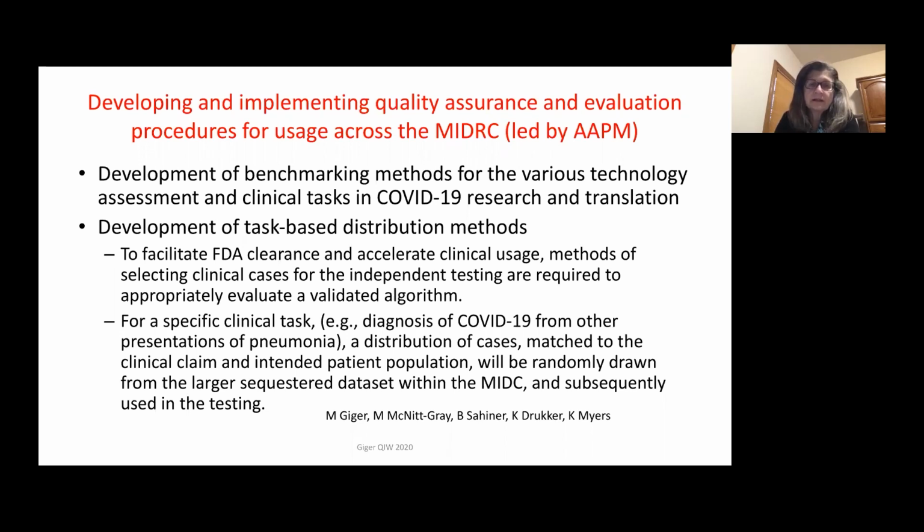Methods of selecting clinical cases for independent testing are required to appropriately evaluate a validated algorithm. And for specific tasks, for example, diagnosis of COVID-19 from other presentations of pneumonia, a distribution of cases matched to a clinical claim and intended patient population will be randomly drawn from a larger sequestered data set within MIDRC and subsequently used in the testing.